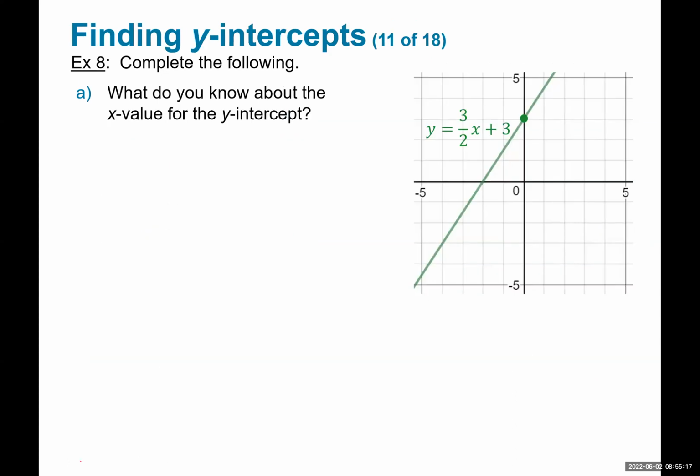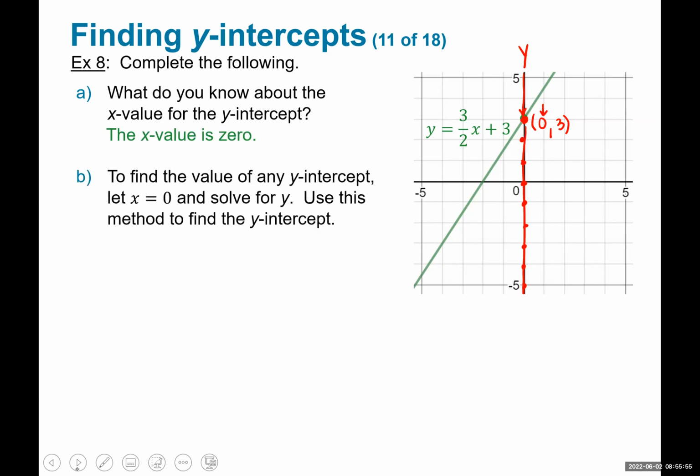All right, what do you know about the x value of the y-intercept? Let's look. This is the y-intercept because this is the y-axis and this is where it crosses. And this point is (0, 3). The y-intercept is always going to have a 0 as the x value because it has to cross this line. And what is x in this line? 0. X is always 0. Y is the value. So for the y-intercept, x is always going to be 0. Okay?